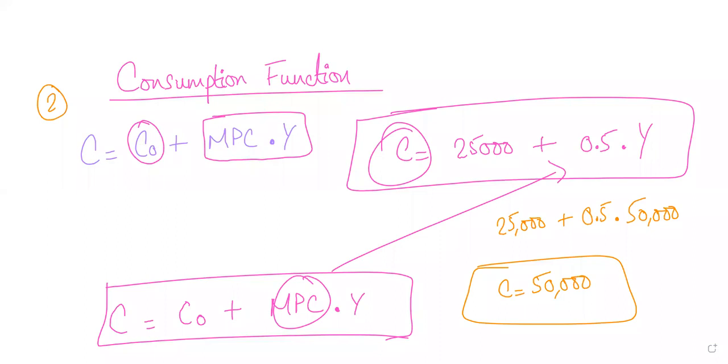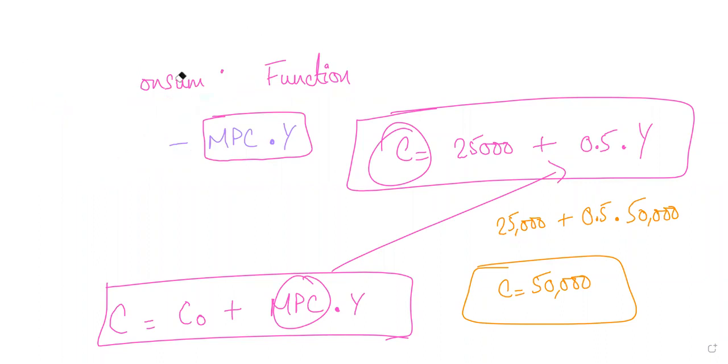Is it making sense? Is this clear? 50K. Very good. Excellent, right? So this is your consumption function. Now we are about to look at the saving function.